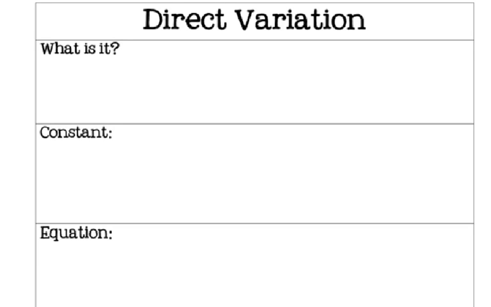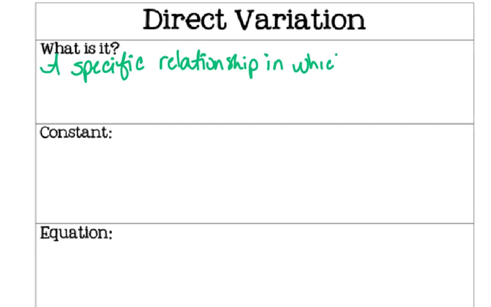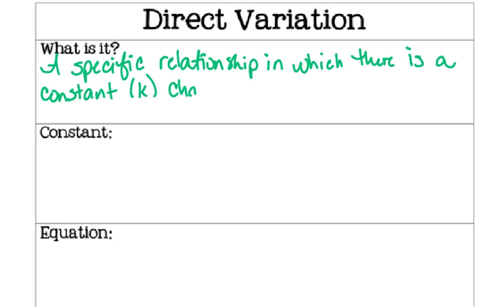This video is for day 2 of direct variation. So what is direct variation? It is a specific relationship in which there is a constant K change in ordered pairs. So that's the definition of direct variation.